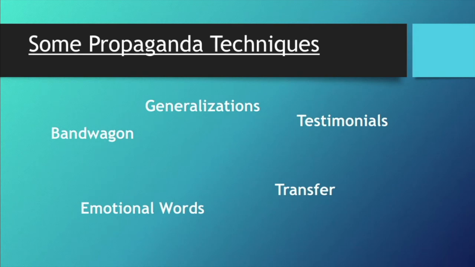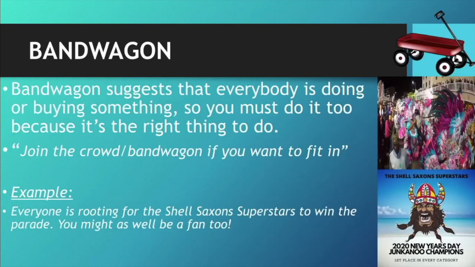Let's go further and find out what each one of these are all about and how they are actually used. The first one we're going to be talking about is bandwagon. With bandwagon, it suggests that everybody is doing or buying something. So you must do it too, just because it's probably the right thing to do. Most times we hear the statement, join the crowd or the bandwagon if you want to fit in. And we know that's a common thing that's done on a daily basis. An example sentence or statement may be, everyone is rooting for the Shell Saxon superstars to win the parade. You might as well be a fan too. That's an example of a bandwagon statement.